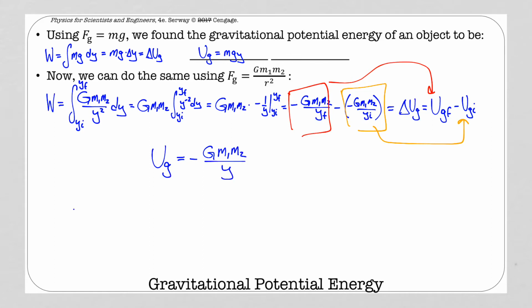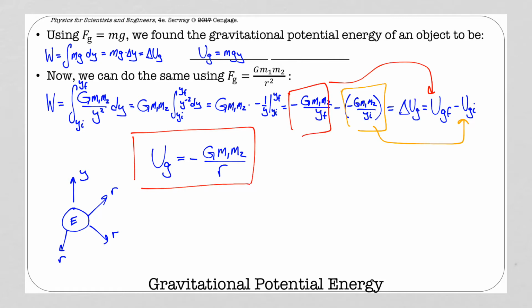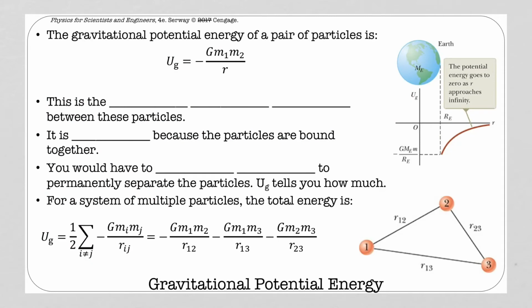Here I used y because I was imagining going in the y direction, lifting an object up from a planet Earth, for example. But what we'll go ahead and do here is generalize this a step further and let this be an r, because if we go out in any radial direction r, we should have a change in gravitational potential energy as a result. So we found the equation for the gravitational potential energy between two particles.